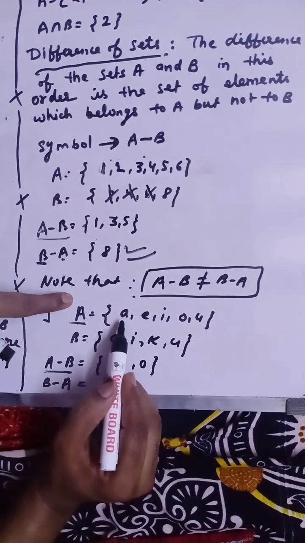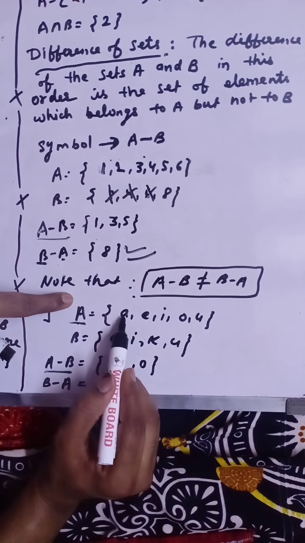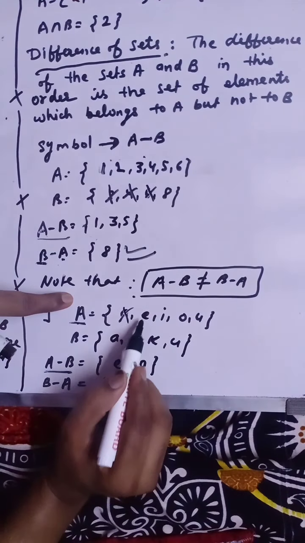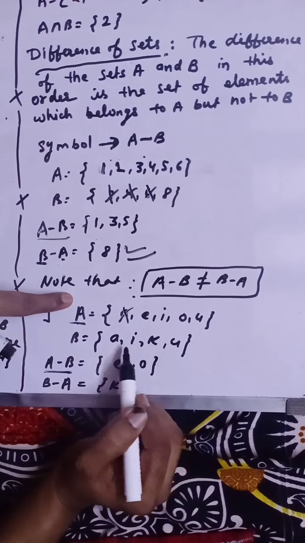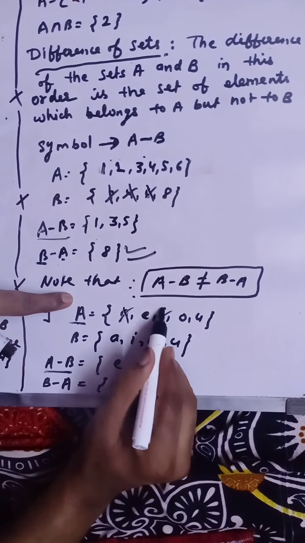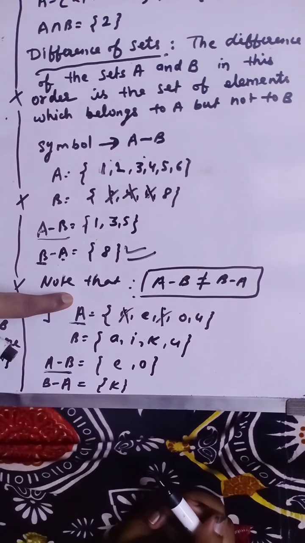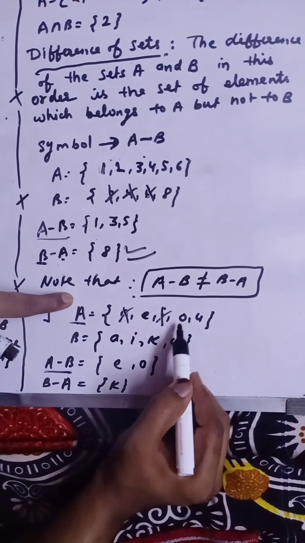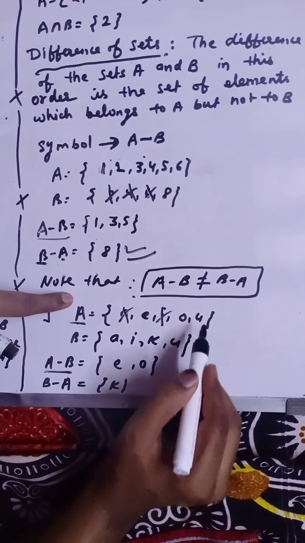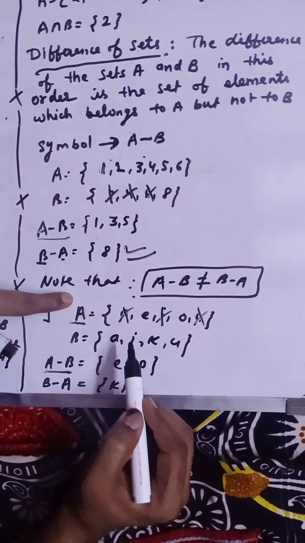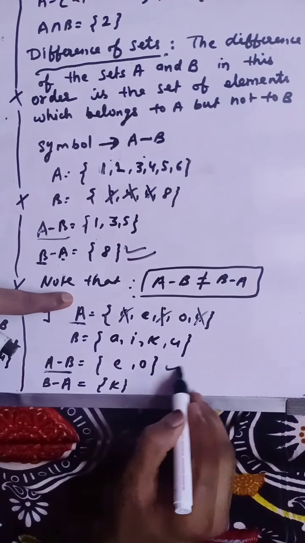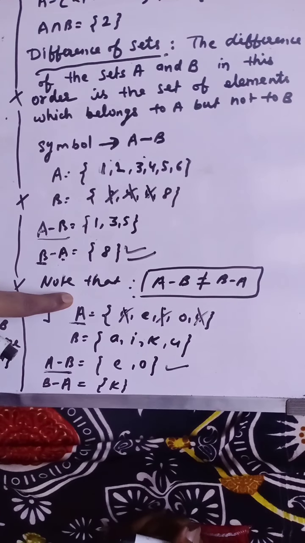The first element of A is a, and a is also there in B, so you can cut this. Is e there? No, e is not there. i is coming here. Is i there? Yes, i is also there, so you have to cut it. o is also not there, no need to cut. u is coming here, u is also there, so you have to cut it. So the rest of the elements are e and o. So this is your A minus B.